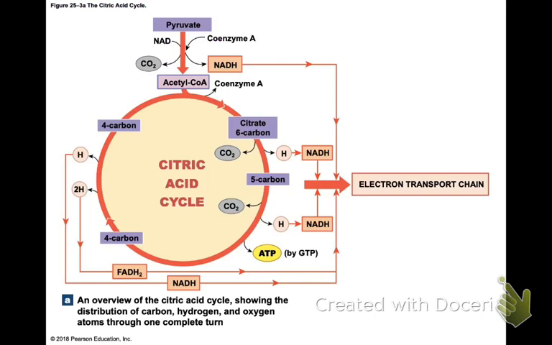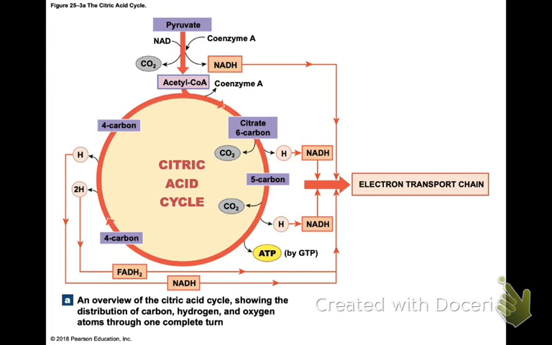All right, so here's the picture that depicts everything that we just talked about. So we're starting with pyruvate. Remember, we're in the matrix of the mitochondria. We add in an NAD. It picks up the hydrogen, becomes NADH. And if you follow the orange arrows from NADH, all the NADH is going to go to the electron transport chain.